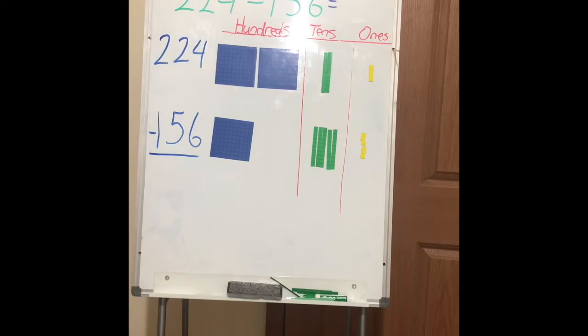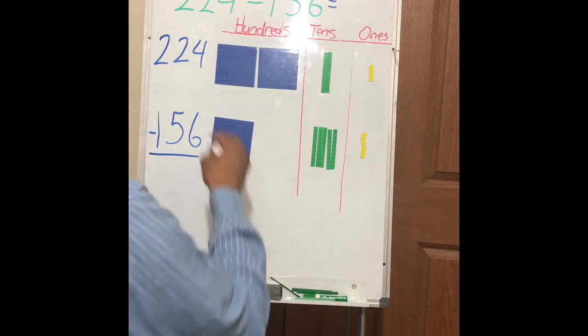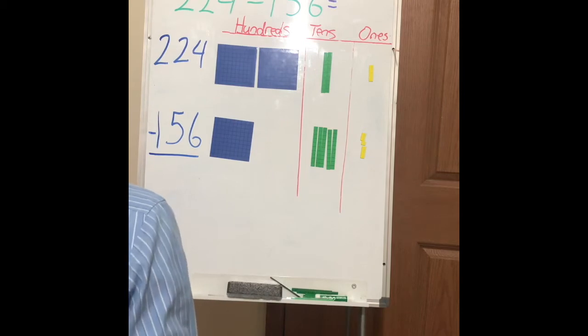Okay, so today we're going to do a really simple problem in which we will have to regroup. And so I have 224 minus 156. And as you see, I have them represented with manipulatives, base 10 manipulatives.